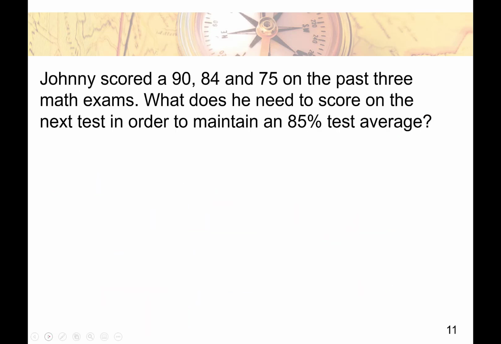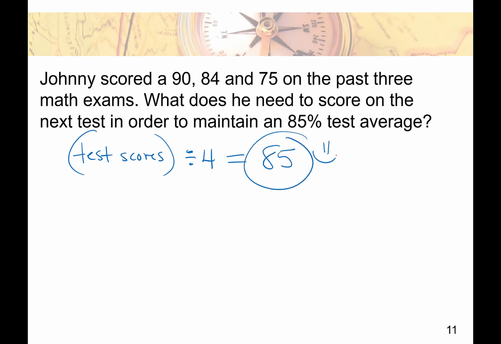Next word problem: Johnny scored a 90, 84, and 75 on the past 3 math exams. What does he need to score on the next test in order to maintain an 85 test average? Again, I'm going to create an equation to help us solve for the missing test score. What we do know is that all of his test scores together, divided by 4, because there's going to be a total of 4 exams, should equal 85%.